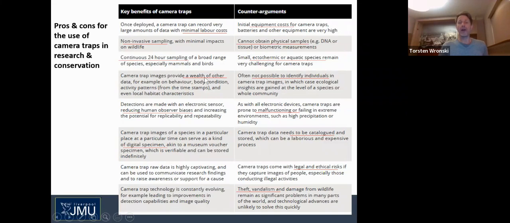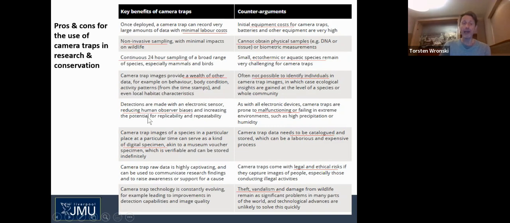We get a wealth of other data, not only the abundance or presence-absence data, but also on the behavior, the body condition of the animals, their activity patterns, and even on the local habitat conditions. However, often it is not possible to identify individuals. We will come back to that in a minute.